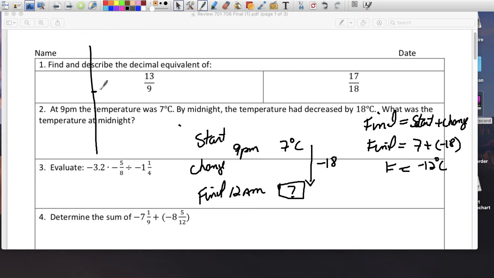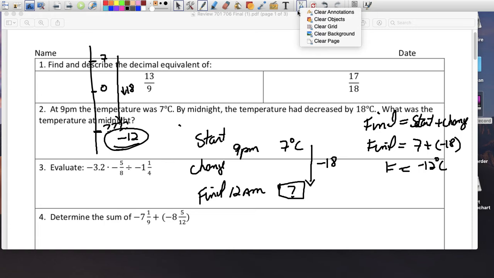Another way of looking at it is an elevator problem. Here's the ground floor. Here you are on the 7th floor, and you're told to go 18 floors down. Where are you now? Well, you took 18 flights down, and you're now 12 floors underground. And that's what that negative 12 means.